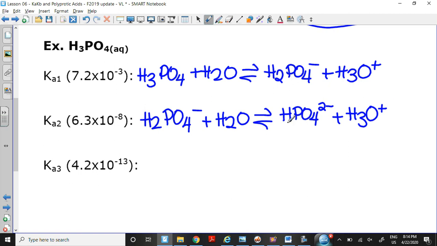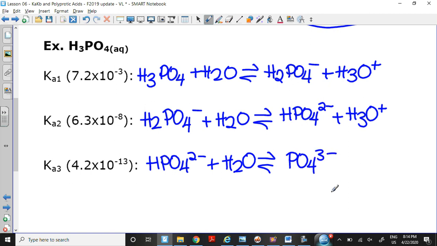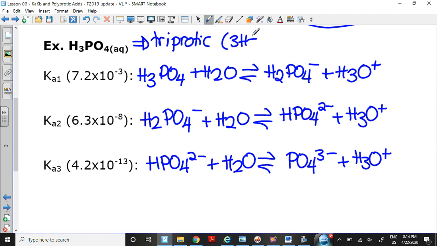Then we do this one more time. We start with the hydrogen phosphate ion, and since it has another hydrogen, it's going to lose one more. So, throw in the water. You get the phosphate ion, and yet another hydronium ion. So here, phosphoric acid is a triprotic acid, which means 3 hydrogen ions. Where are the 3 hydrogen ions in our equation when we look at it from the Bronsted-Lowry point of view? Here's 1, here's 2, and here's 3.